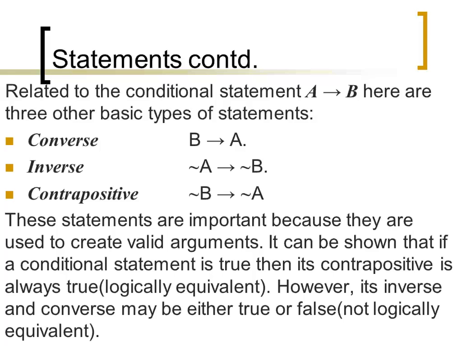If it can be shown that a conditional statement is true, then its contrapositive must always be true. And it's logical because if I say A denotes B, then not B must also denote not A. However, the inverse and the converse can be both true or false depending on how we turn it around. However, the statement and its contrapositive must always be the same thing, either true or false.